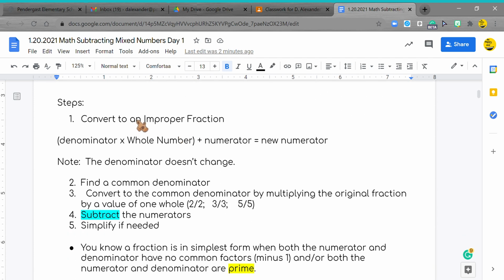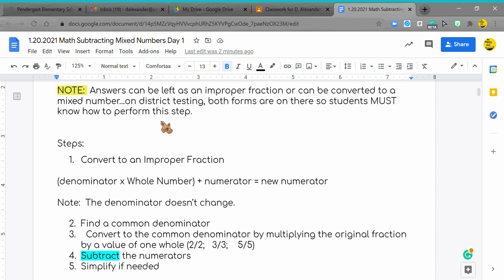The first thing we got to do, first step, is convert to an improper fraction. So remember, we have mixed numbers, and a mixed number is a whole number with a fraction. In order to convert to an improper fraction, we take the denominator, multiply it by the whole number, add the numerator. This will be our new numerator, and we put it over the exact same denominator we had at the beginning. Remember, the denominator doesn't change.